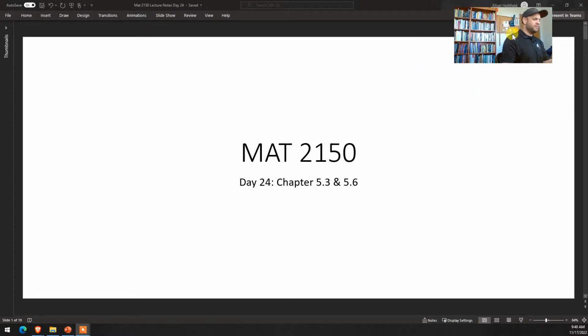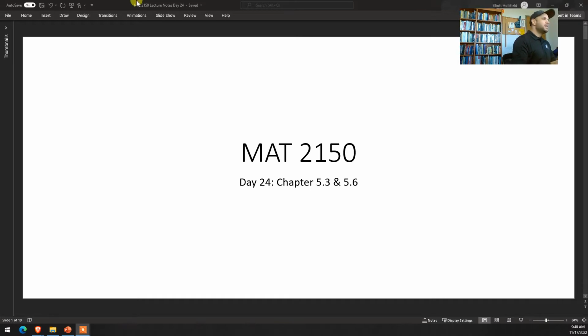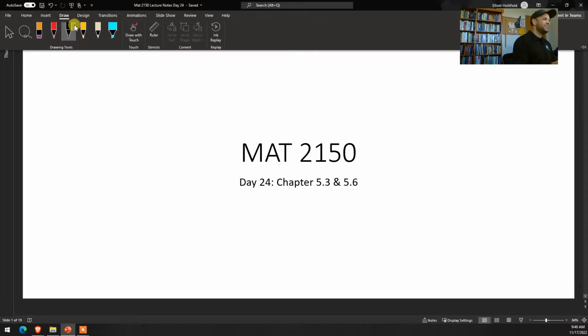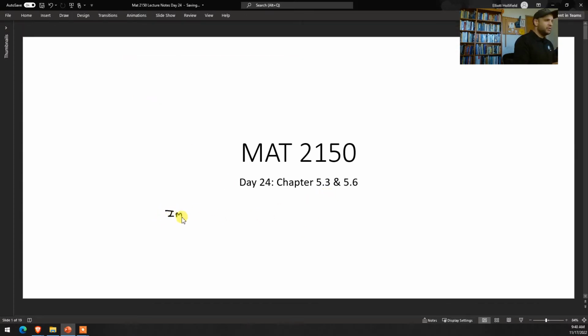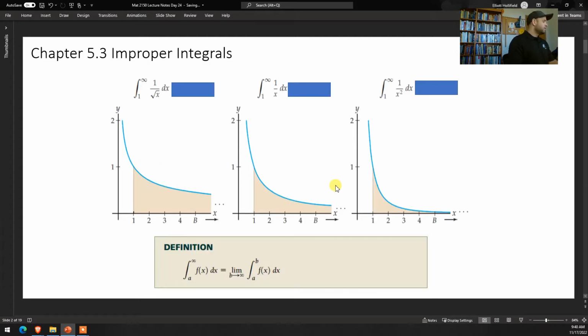Today we are in chapters 5.3 and 5.6, continuing our discussion on applications of integration. In particular, in chapter 5.3, we will discuss improper integrals. And then in chapter 5.6, we will discuss revolved objects and their volume. Let's get right into it. First, let's consider some examples of improper integrals.